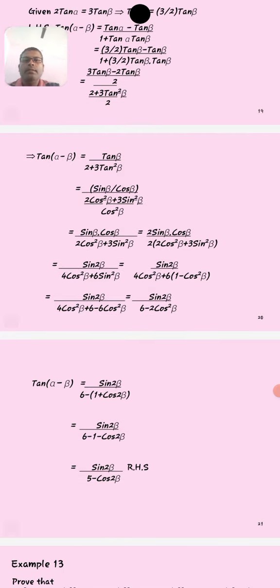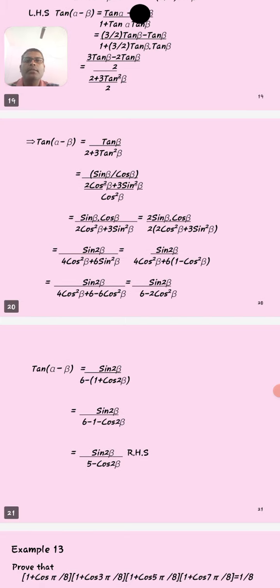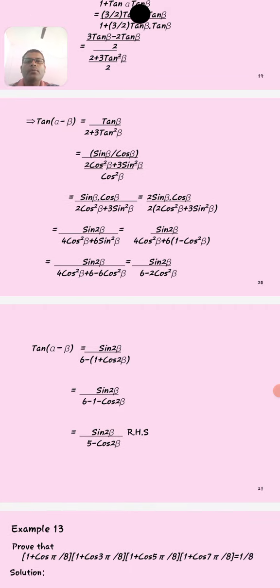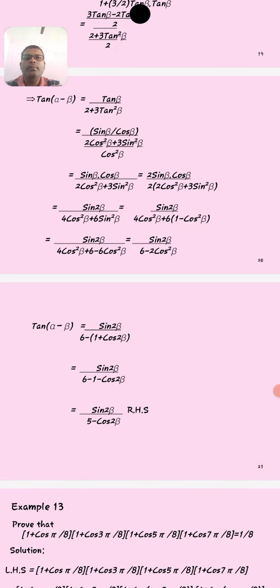Now we get 2 sin beta cos beta, using the multiple angle formula, sin 2 beta by 2 into 2, 4 cos square beta plus 2 into 3, 6 sin square beta. Now we have sin 2 beta by 4 cos square beta, and here in the place of sin square beta we have to take 1 minus cos square beta. That is equal to sin 2 beta by 4 cos square beta plus 6 minus 6 cos square beta, which is sin 2 beta by 6 minus 2 cos square beta.